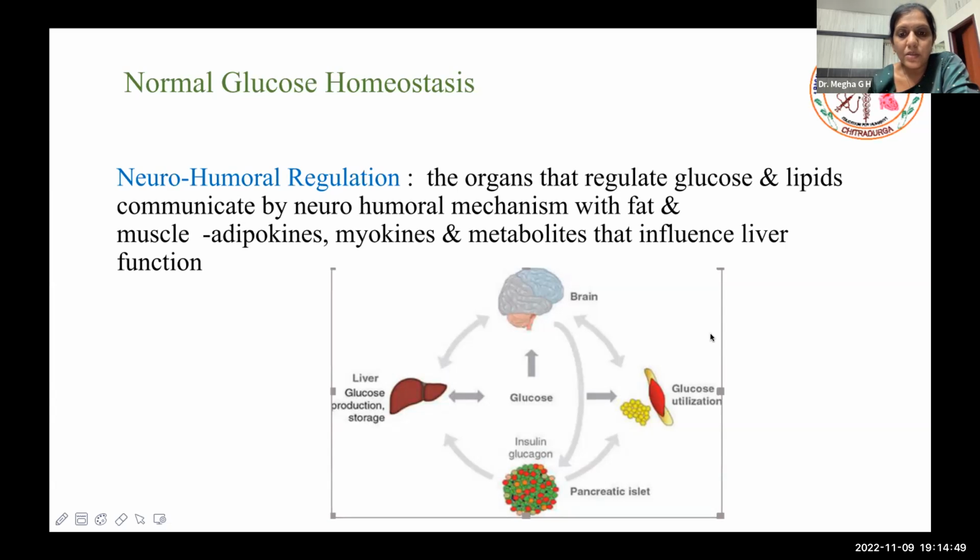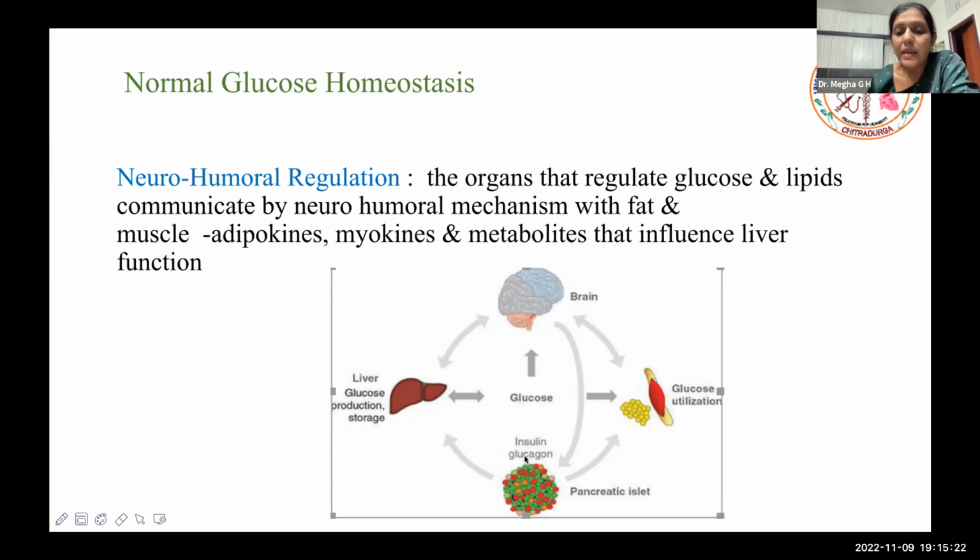So according to this picture, whenever the blood glucose is raised by ingestion of food, this glucose is taken up by the peripheral tissues like the brain, which is insulin independent, and by skeletal muscles and adipose tissues, which is insulin dependent, and the liver has a bimodal action. If there is a rise in glucose, it is converted into glycogen for storage. Whenever the blood glucose level falls, the liver itself releases glucose by gluconeogenesis and glycogenolysis, adding to the blood glucose levels.